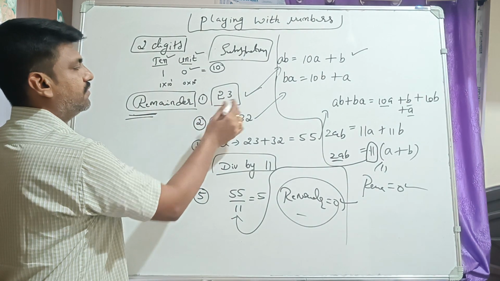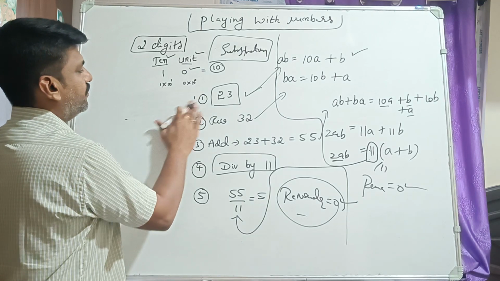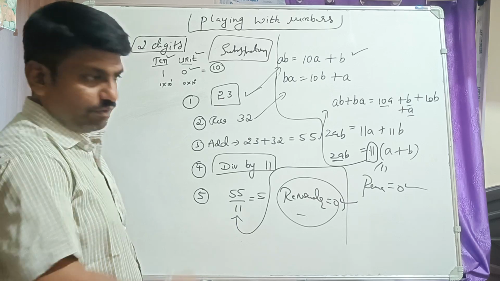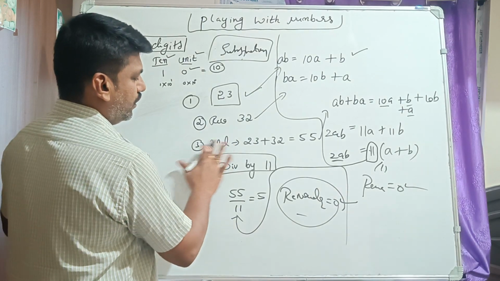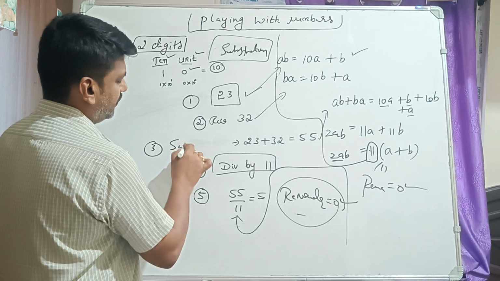Here the first number I will take is the same number, 23. Reverse it, so I will get 32, right? Now instead of adding, in the third step, we should subtract.